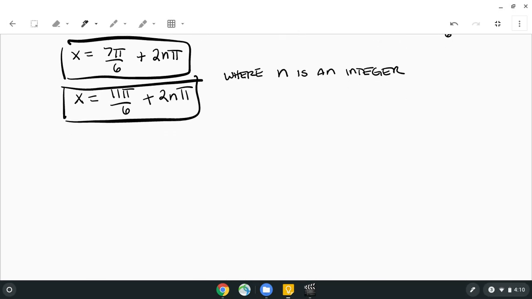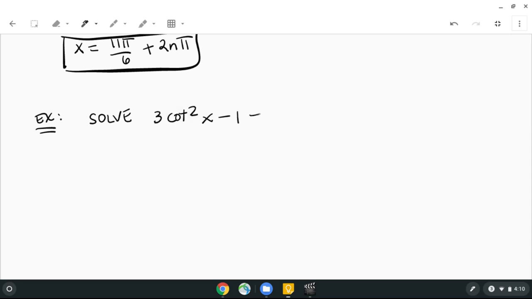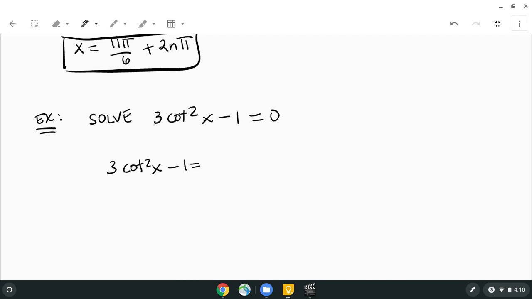Okay, so let's take a look at another one here. Solve 3 cotangent squared x minus 1 equals 0. Again, we have that cotangent x there, so we're going to try to get that cotangent x by itself. So let me write the problem down here. Add 1 to both sides, and divide both sides by 3.